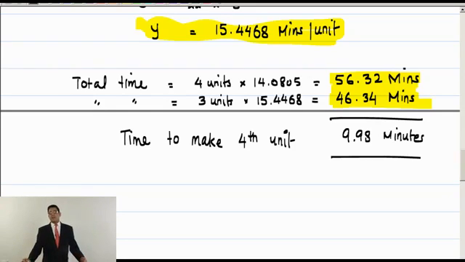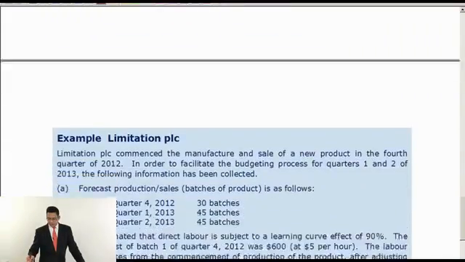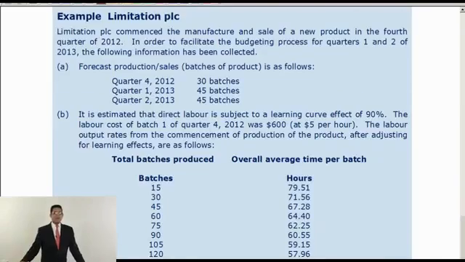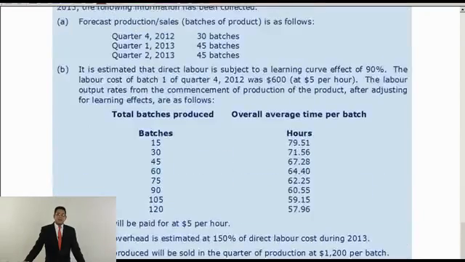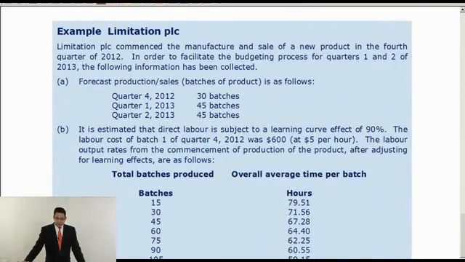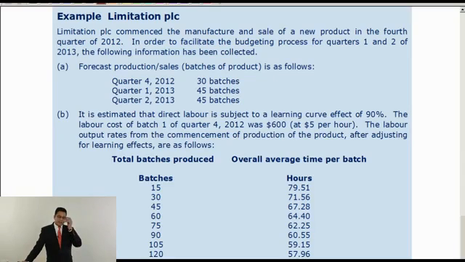Now let's apply this learning curve application into a larger example, looking at a section B type question, when we are given a number of things to deal with. Okay, let's have a look at the information. Limitation PLC commenced the manufacture and sale of a new product in the 4th quarter of 2012. In order to facilitate the budgeting process for quarters 1 and 2 of the next year, which is 2013, the following information has been collected. So they were doing the budgeting process for the next 2 quarters.